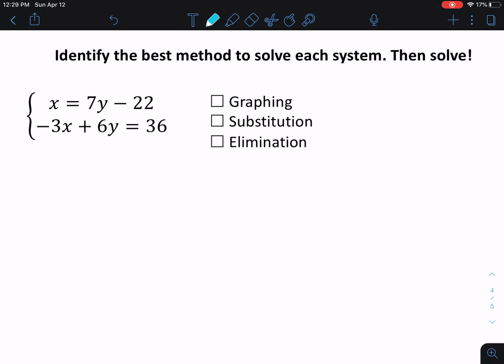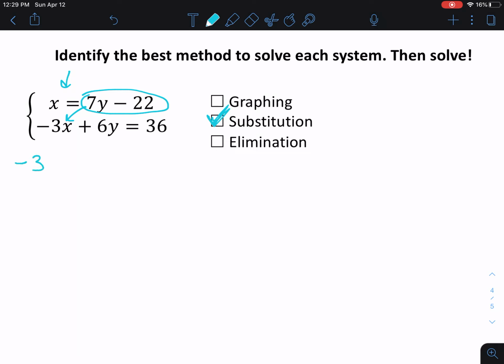So in this case, because I see this equation is x equals, and I only have one of those, I'm going to say this looks like the best method for me to solve is substitution. So I'm going to put a check in that. And then now I'm going to go ahead and solve this system. Okay, so because x equals this, we're going to replace x in the second equation with 7y minus 22.